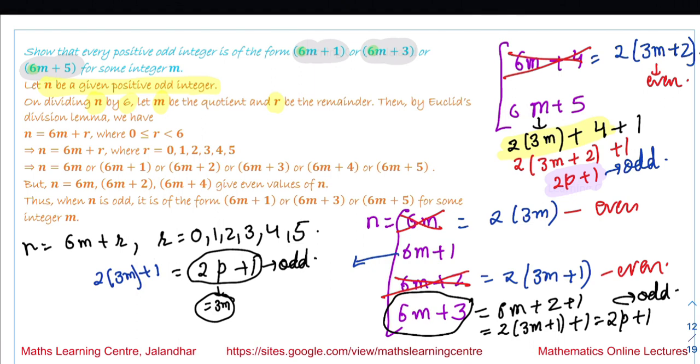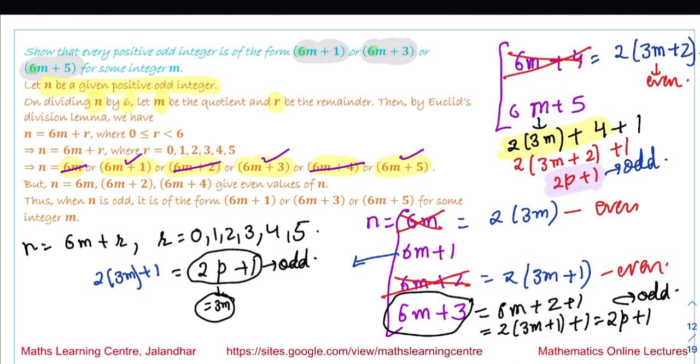So what we have seen is that there are numbers of the form 6m, 6m plus 1, 6m plus 2, 6m plus 3, 6m plus 4, 6m plus 5. Out of these numbers, 6m, 6m plus 2, 6m plus 4, these three numbers are even numbers. So the remaining three numbers are the odd numbers. So we are saying thus, when n is odd, it is of the form 6m plus 1, 6m plus 3 or 6m plus 5 for some integer m.